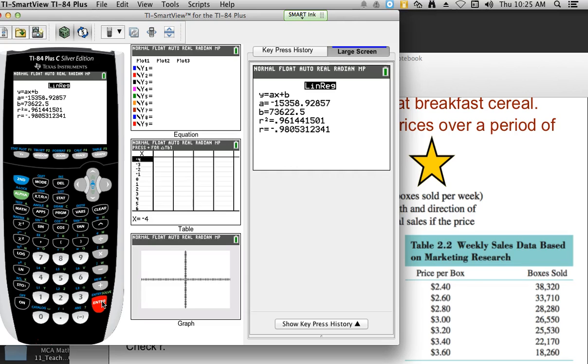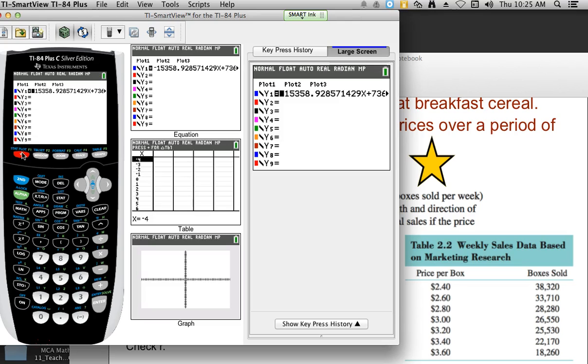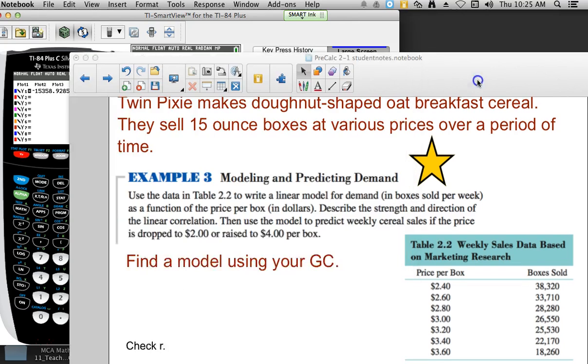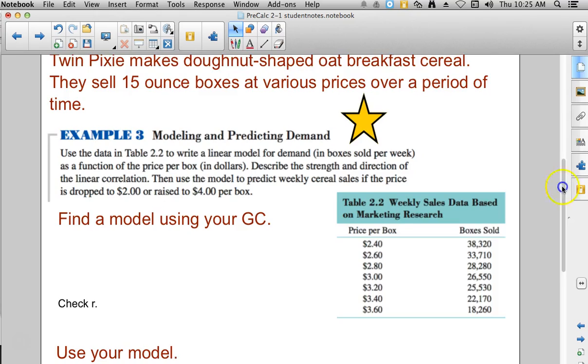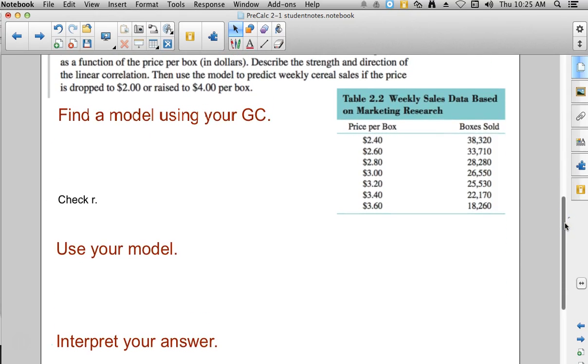What do you think? Pretty decent line of best fit? Yeah, 0.981. That's not too bad, huh? Now here's the better news. Hit y equals. Decimals and all. We don't have to retype that in there or anything. Everything went right in there. So let's see what they wanted us to do with all of this. Find a model using your GC.